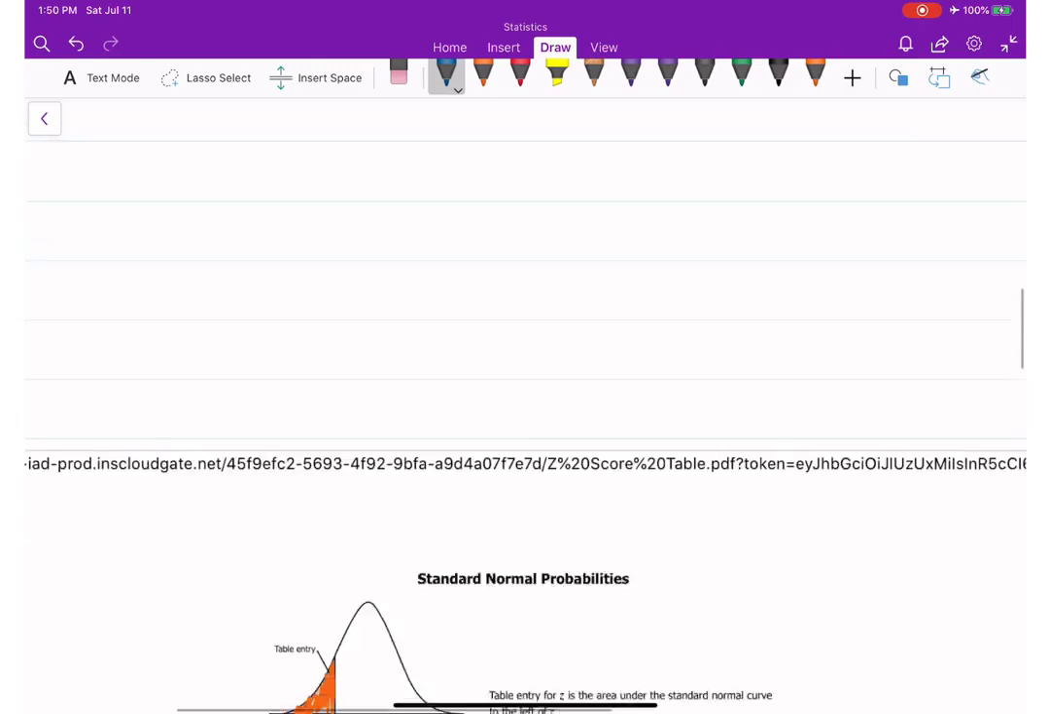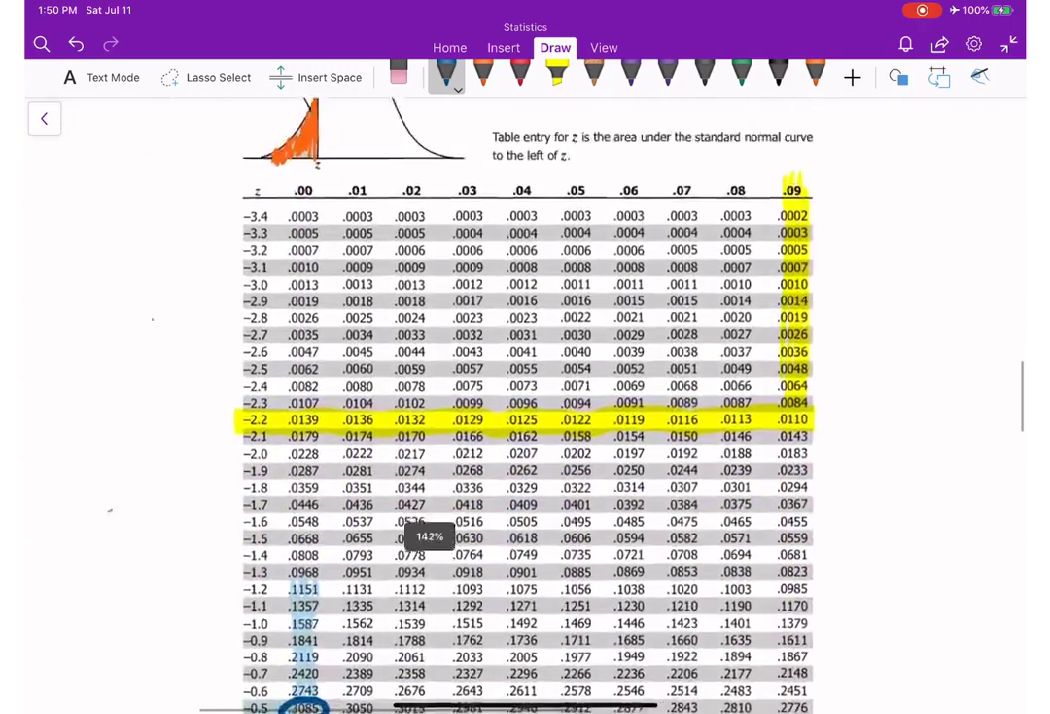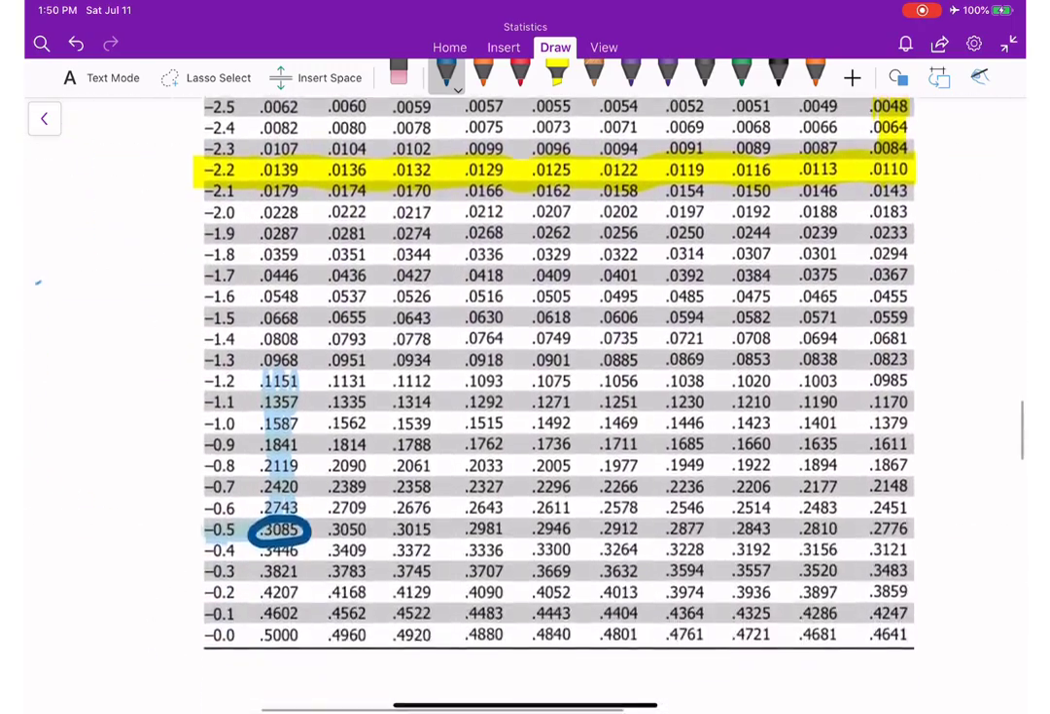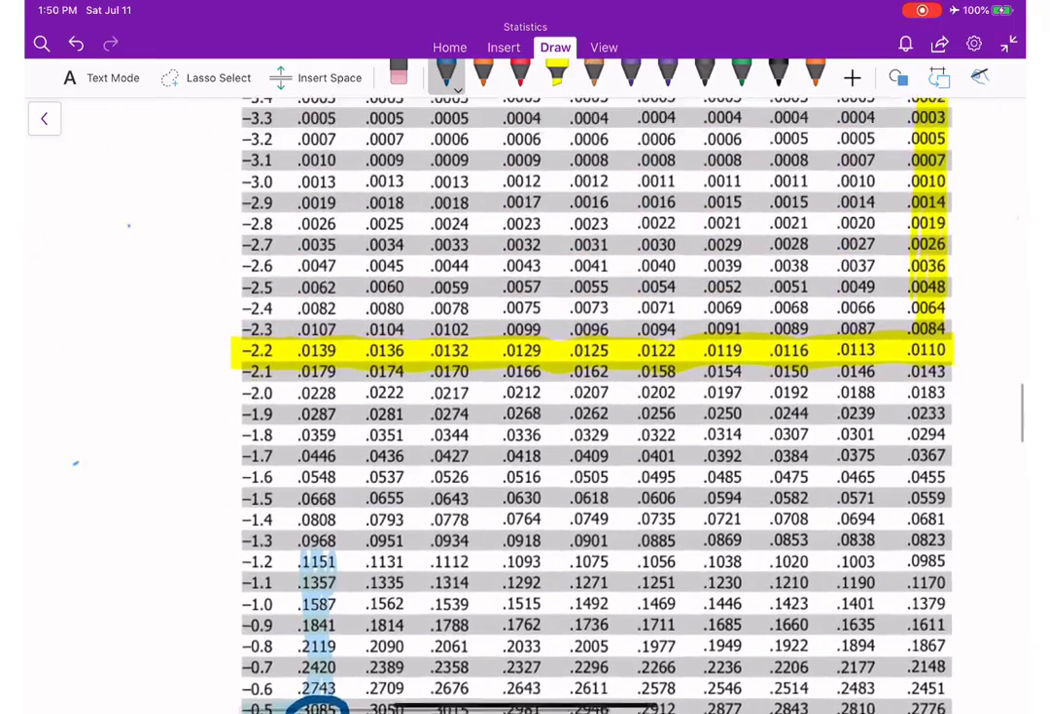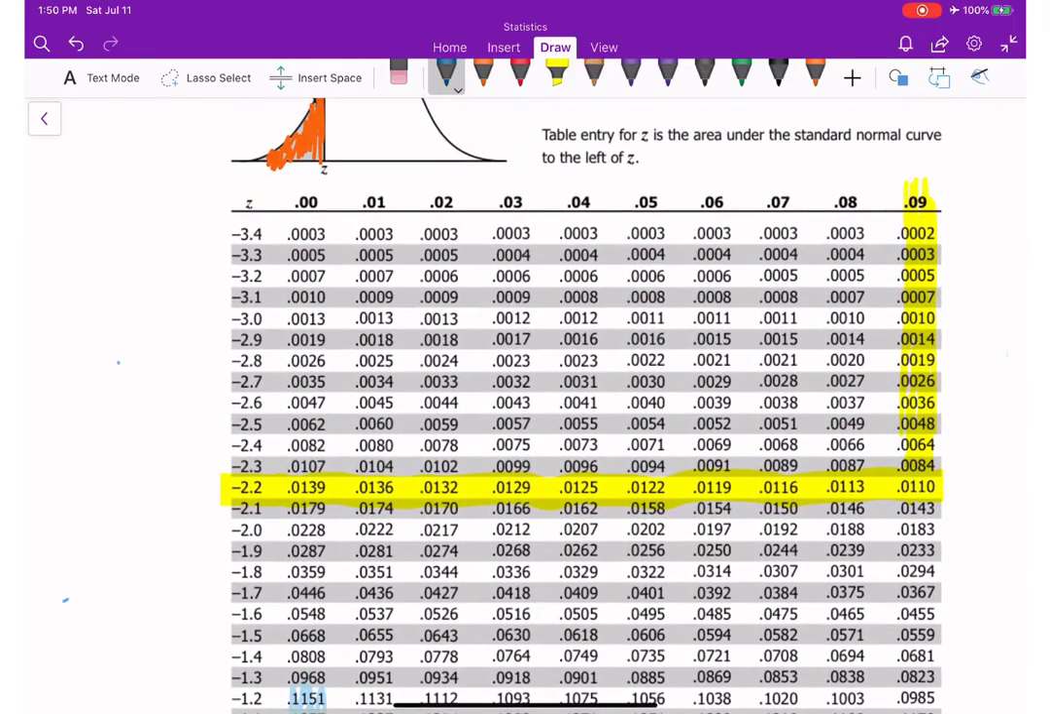Okay, let's go find negative 3. Where is our negative 3? Right here. Right here, negative 3. Now, since we don't have any decimal notation, we are taking negative 3.00. And we are going to stop right here. 0, 0. That's all. And the solution is going to be 0.0013.